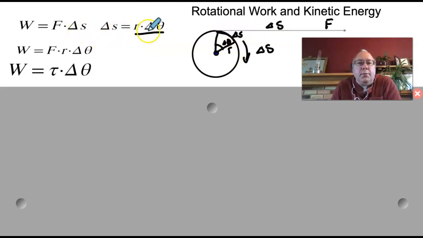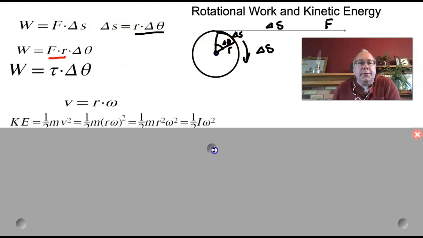So it's pretty easy to realize that if we want to think about things in rotational terms, we can just take our work term, replace the delta S with the r delta theta, and we know that this term right here, F times r, is going to be what we recognize as the torque. So if we want to think about work done rotationally, we can think about it in terms of torque times the delta theta, where delta theta is going to be in radians. So that's another look at work when work ends up being in rotational quantities or translated to rotational quantities.